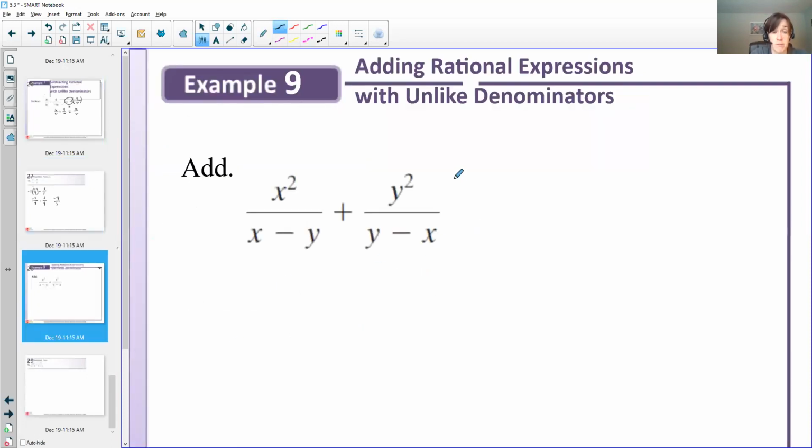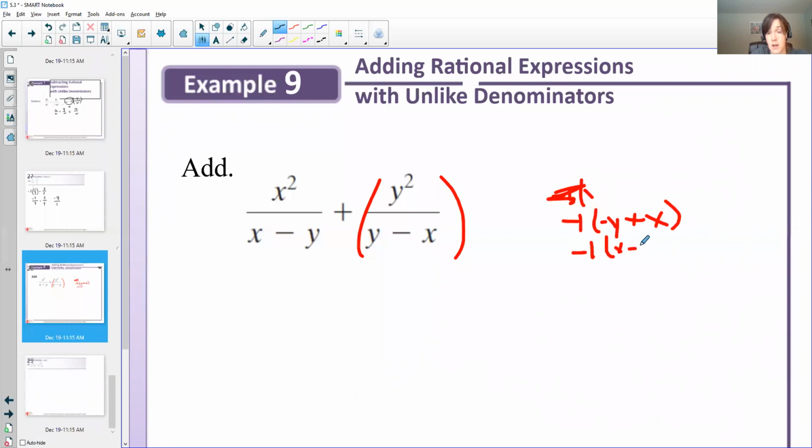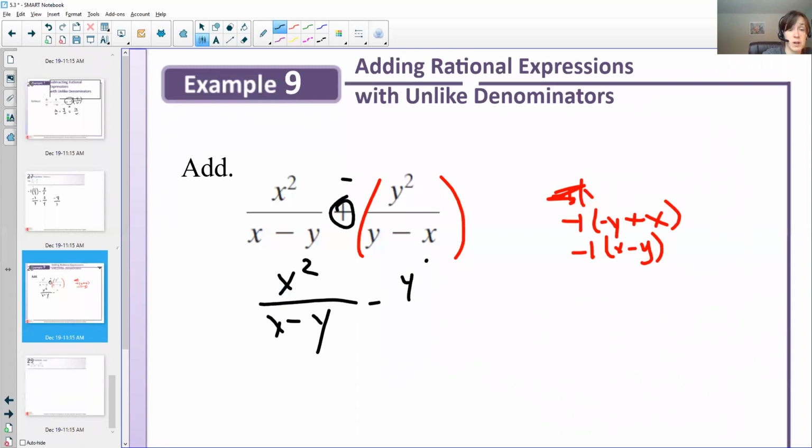Same thing, right? Switch the sign here. So this becomes, pull out a negative 1. Pull out a negative 1, negative y plus x, which is the same as negative 1 times x minus y. So we have our common denominator, but that changes this sign to a negative. So then I have common denominators. This is x squared over x minus y, minus y squared over x minus y. Now, make your fraction, x squared minus y squared over x minus y.